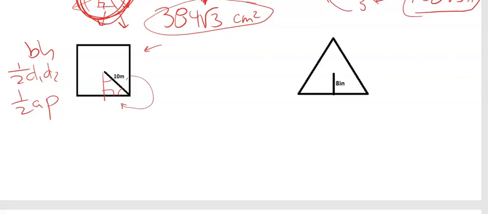Okay, does everybody see that we already have half of the diagonal? It's going to be super easy to find the rest of it. Let's use this formula right here, and then I'll do it the different way to show you get the same answer. 1/2 diagonal 1. What is diagonal 1 for this thing?